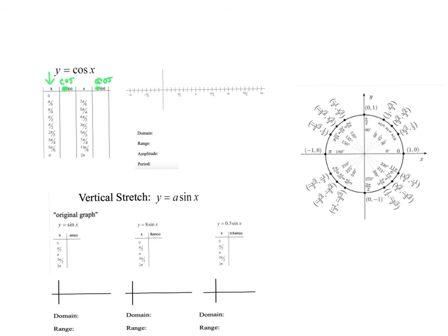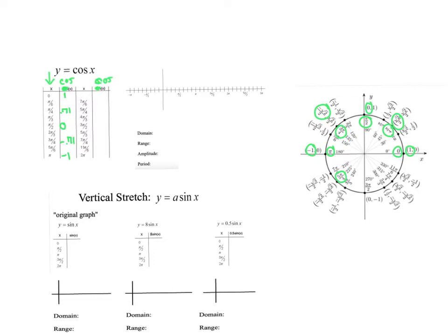So for example, at 0, my cosine is 1, so I'll start with a 1 here. I'm just going to jump around a little bit. At pi over 4, my cosine is root 2 over 2. Now remember, root 2 over 2 was approximately 0.71. At pi over 2, my cosine is 0, so now I'm back to 0. Let's jump to 3 pi over 4. At 3 pi over 4, my cosine is negative 0.71. At pi, my cosine is negative 1.